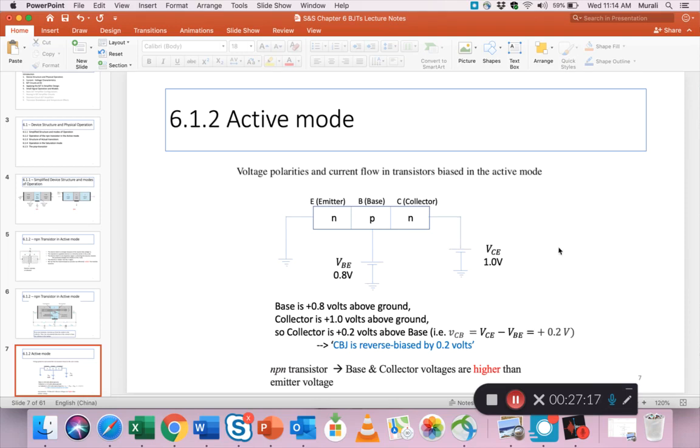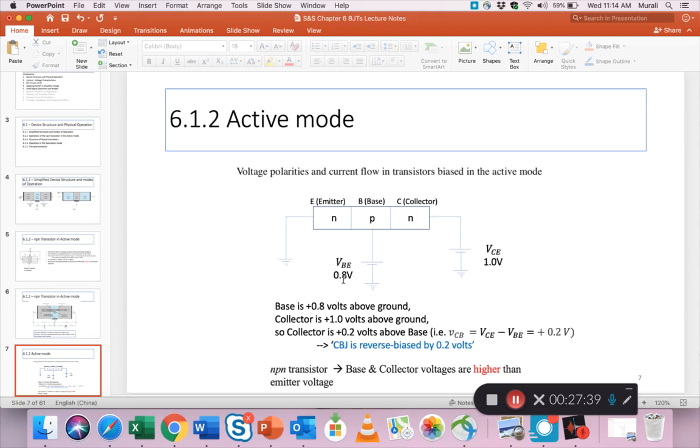Okay, so bottom line, as long as this VCE is slightly higher than this, you are meeting both conditions: that this junction between the emitter and the base is forward biased, while this junction between the base and the collector is reverse biased.